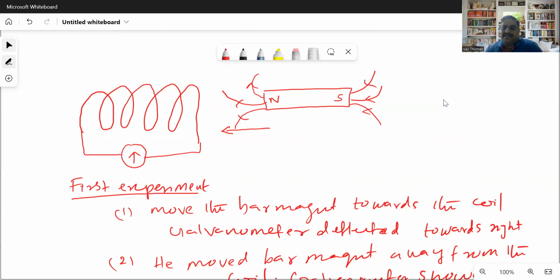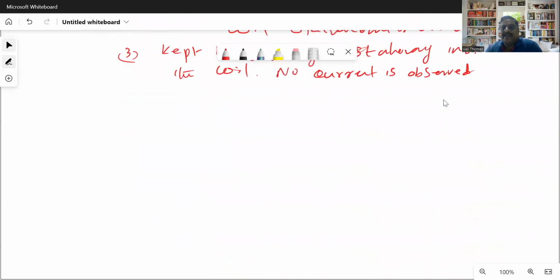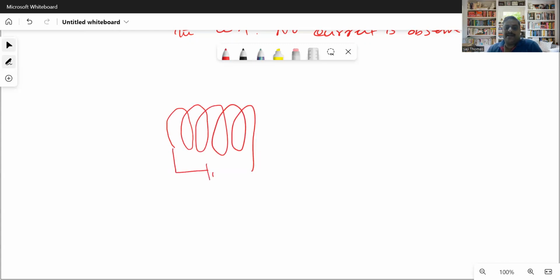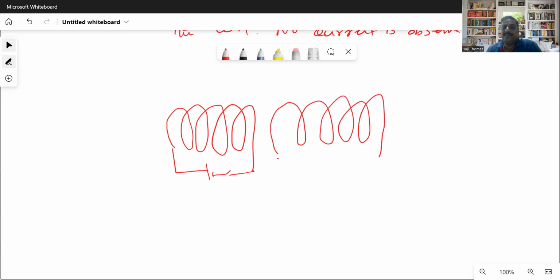Now, the second experiment. In the second experiment, he used two coils. See, this is one coil. This coil is connected to a battery and a switch. And another coil is connected to a galvanometer.